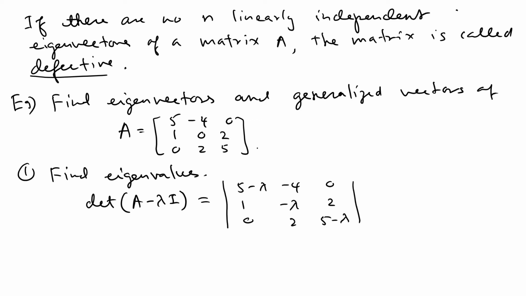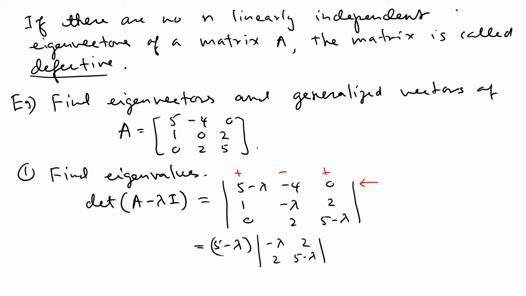Now we can use the cofactor expansion of this one. I'm going to use the first row. The signs go plus, minus, plus; those are the sign convention. So you get 5 minus lambda times the minor, which is negative lambda. We delete the first row and the first column, so you end up with this.